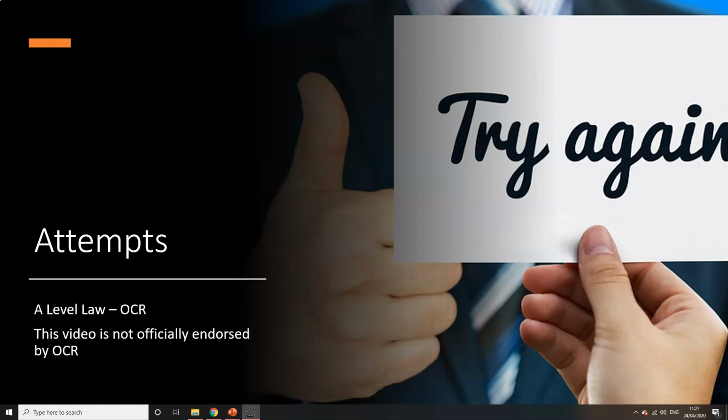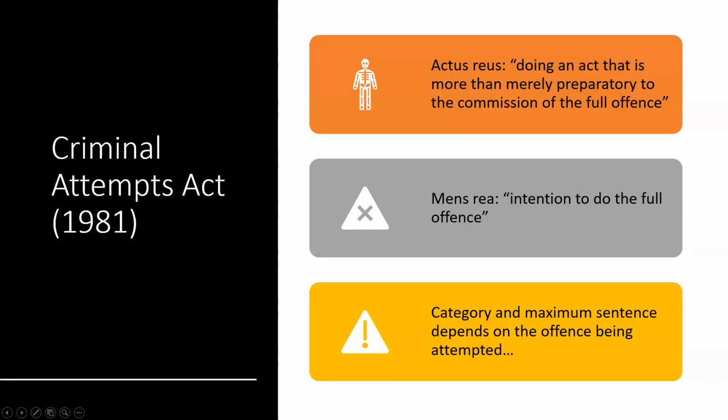Today we're going to be talking about attempts, which is on the A-Level Law OCR specification, and it's on paper 1, Criminal Law and English Legal System. We're going to start by looking at the main law on this, and this is the Criminal Attempts Act 1981. Now this sets out the actus reus and mens rea for any attempt, so that could be attempted theft, attempted rape, attempted murder, it doesn't matter.